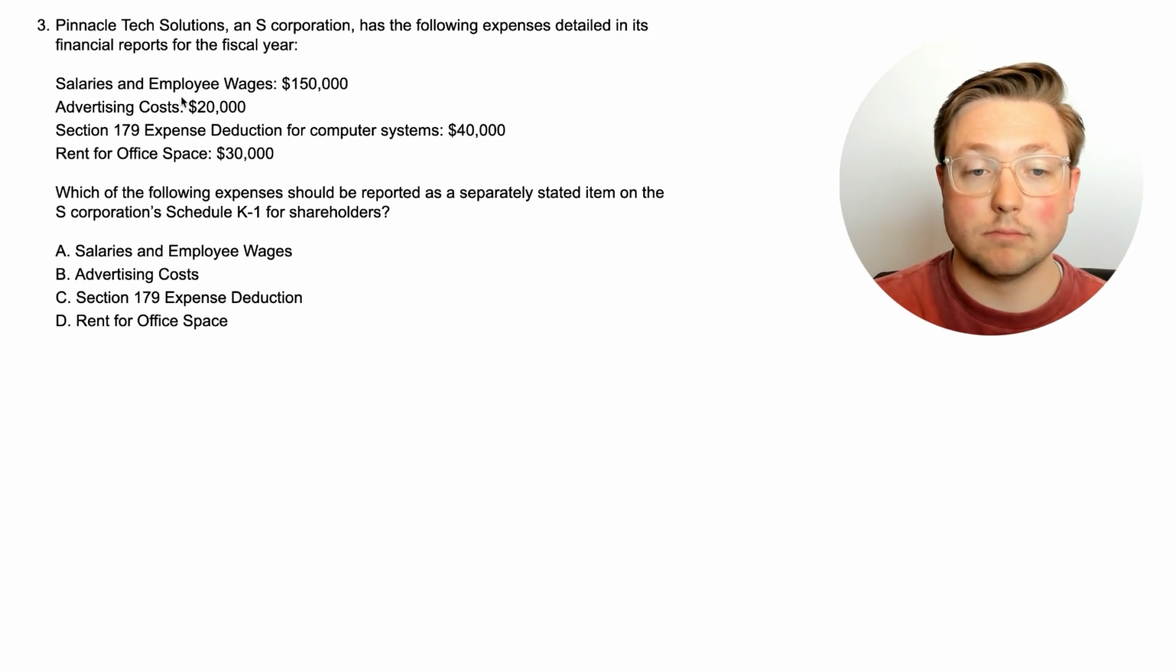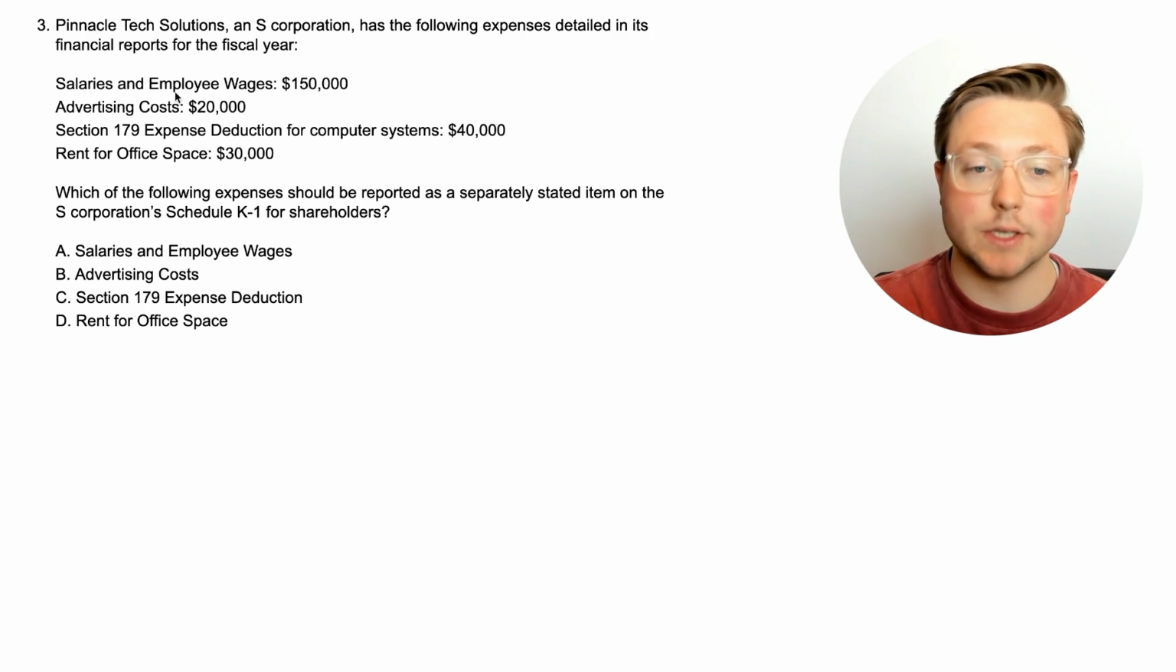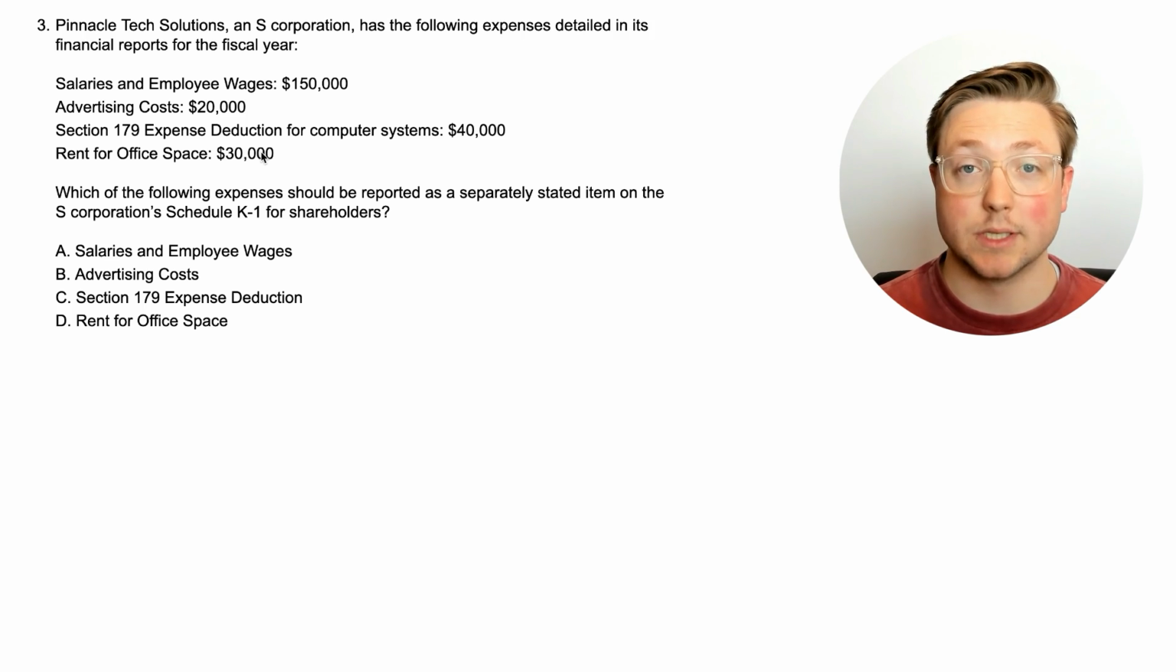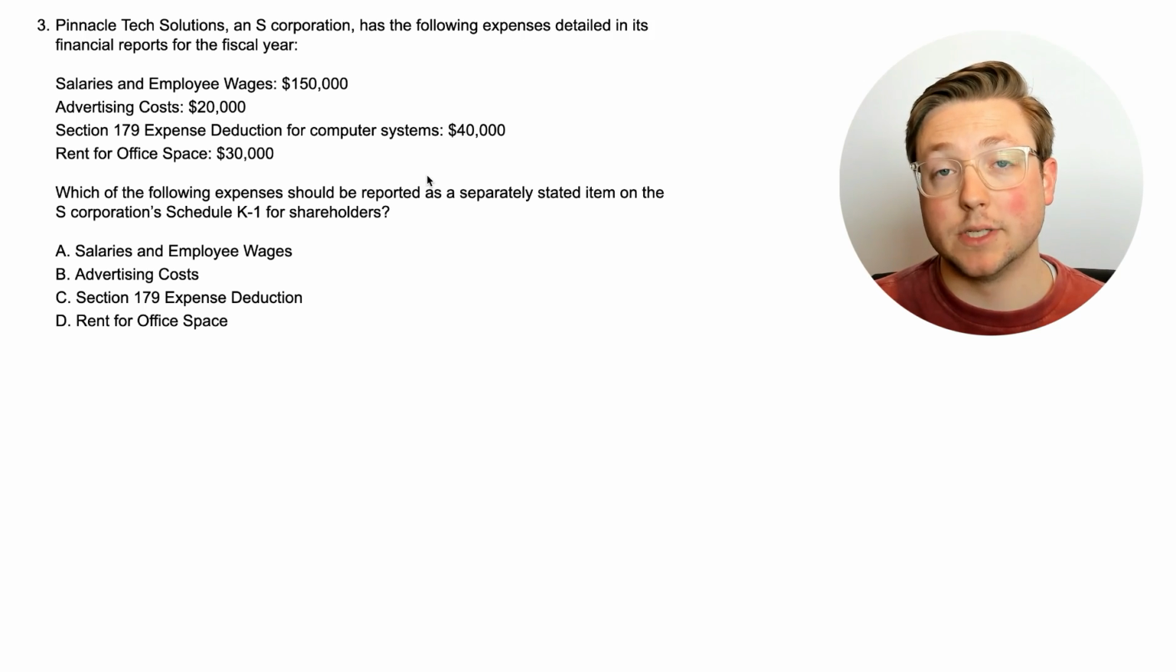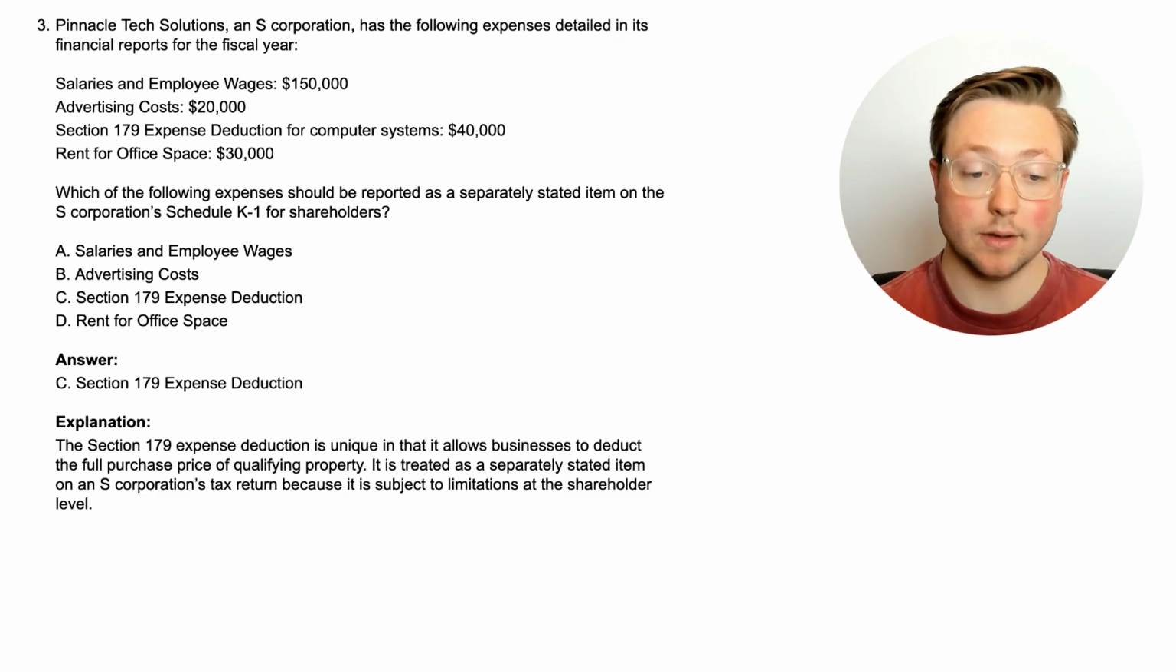These look like they would be pretty normal business expenses, employee wages, advertising, rent. Those are all pretty normal business activities, so I would assume that those would be part of ordinary business income. This Section 179 expense deduction, you might not know what that is, but that seems different than the rest of these, so that's probably the separately stated item. Let's go ahead and look at the answer to see the explanation for this. Okay, and we were right.